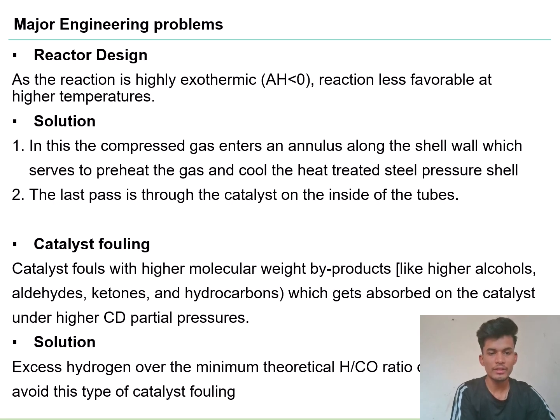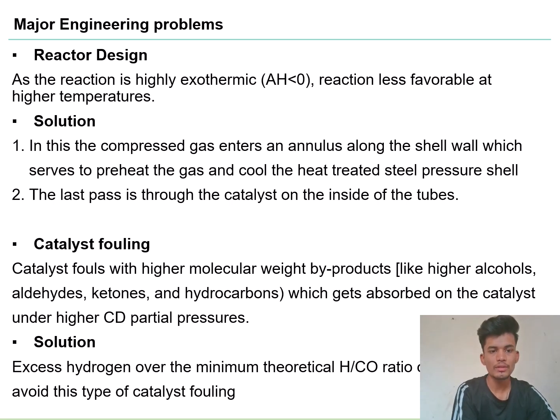And the second major engineering problem is catalyst fouling. During the reaction, higher weight byproducts such as aldehydes and ketones are produced. These stick onto the catalyst surface and block active sites, which reduces the efficiency of catalyst and reduces the reaction rate. The solution is that catalysts need frequent replacement and the reactor should operate with excess hydrogen gas.